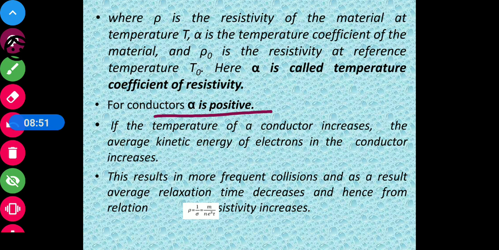Now for the conductors, alpha is positive. If the temperature of the conductor increases, the average kinetic energy of the electrons in the conductor increases, and since they collide frequently, the relaxation time tau will decrease. So from this relation we can say that n increases and tau decreases, so resistivity increases. So as the temperature increases, the resistivity of the conductors increases.